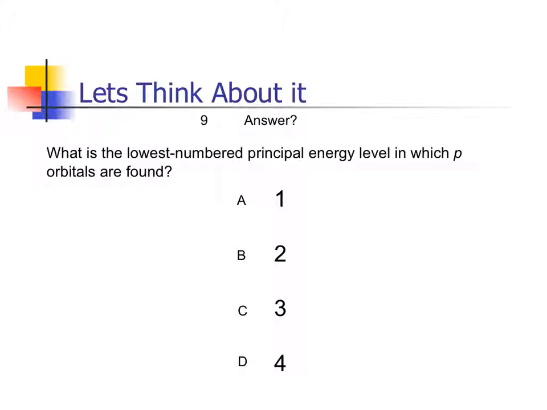What is the lowest number principal energy level in which P orbitals are found?